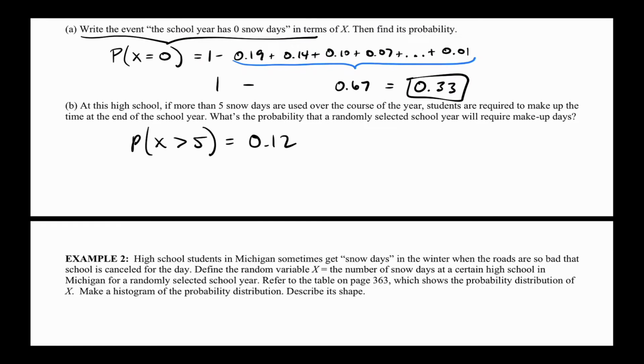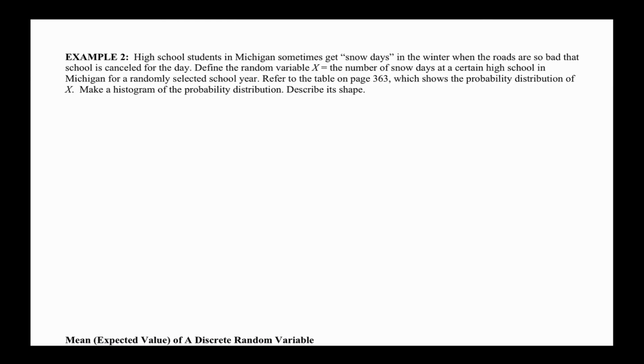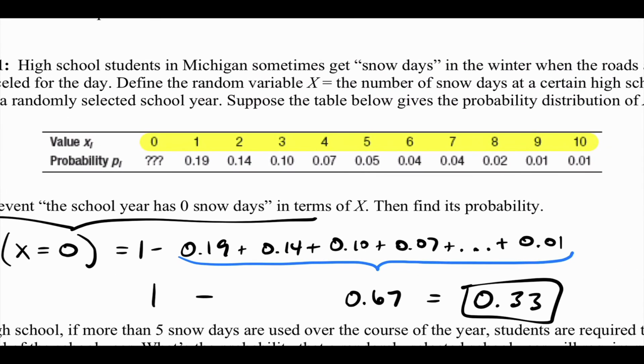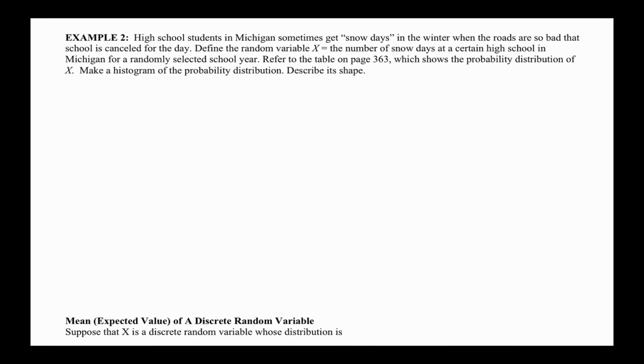Make a histogram. We haven't done that for a few chapters. So for a histogram, we need a table. It's already done for us. There's our table right there. So for a histogram, we use X and Y. X is the random variable.